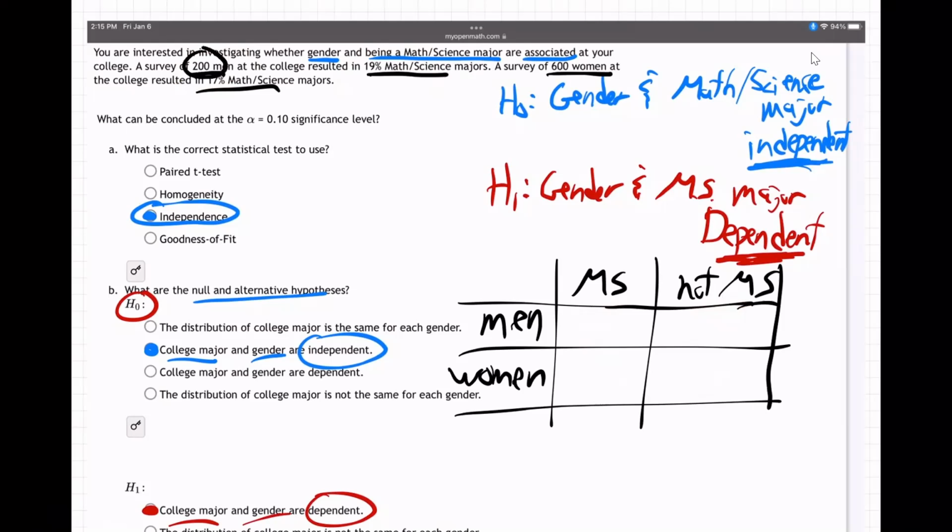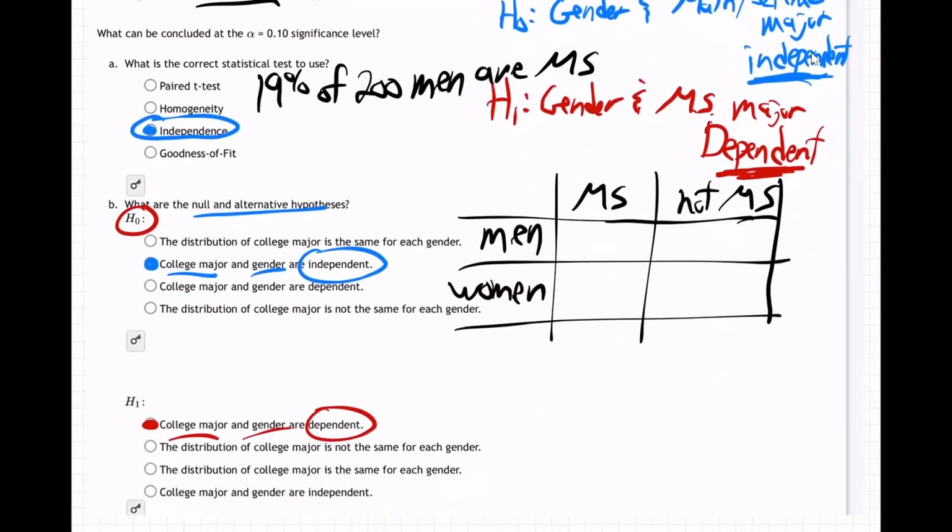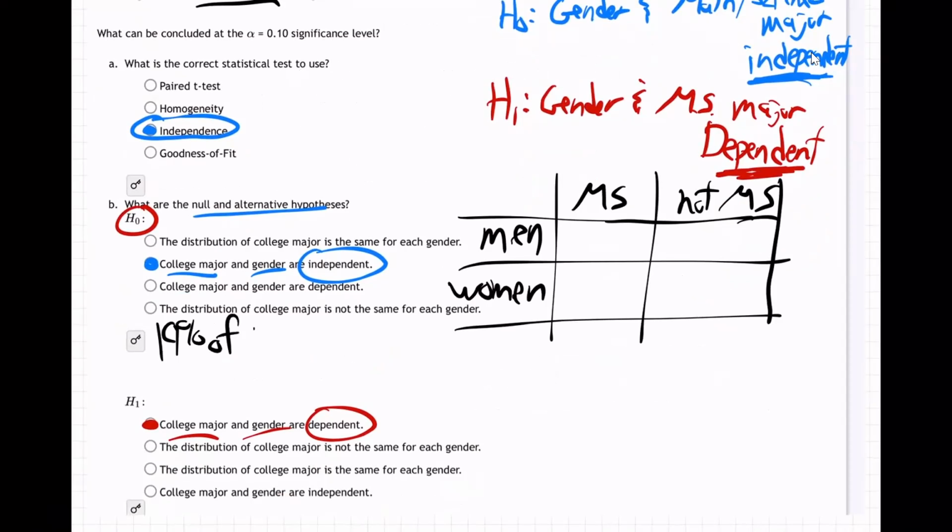Well, it says a survey of 200 men, 19%. So that means 19% of the 200 men are MS, math science, aren't they? You tracking with me? In fact, let me move that out of the way. Let me move it down a little bit. It's right here. So 19% of the 200 men are math science, MS.